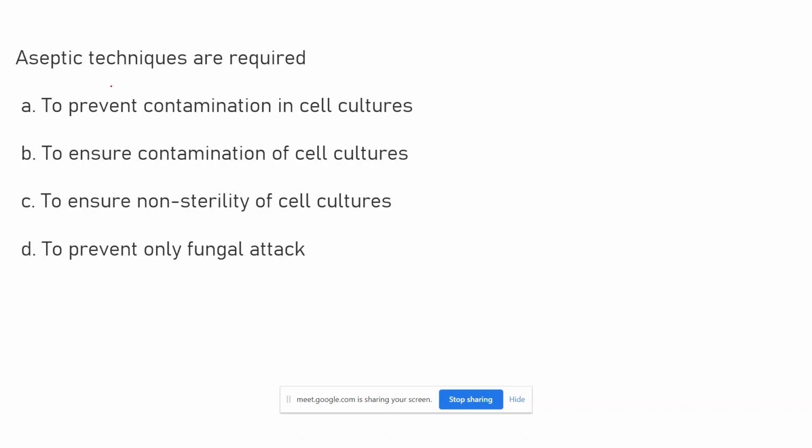Now, moving on to the next question. The next question is: aseptic techniques are required A. To prevent contamination in cell cultures. B. To ensure contamination in cell cultures. C. To ensure non-sterility of cell cultures. And D. To prevent only fungal attack. So here aseptic techniques will be required to prevent contamination in cell cultures.